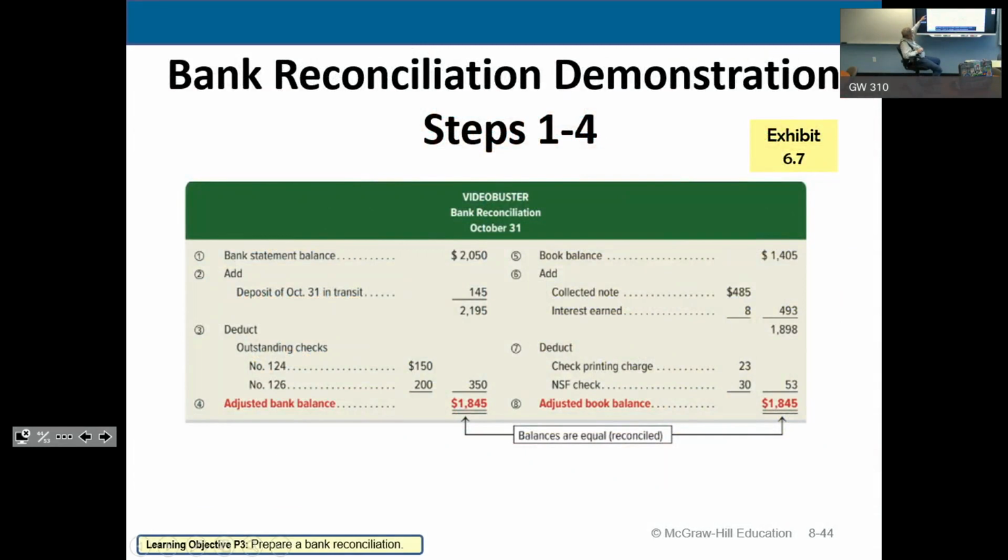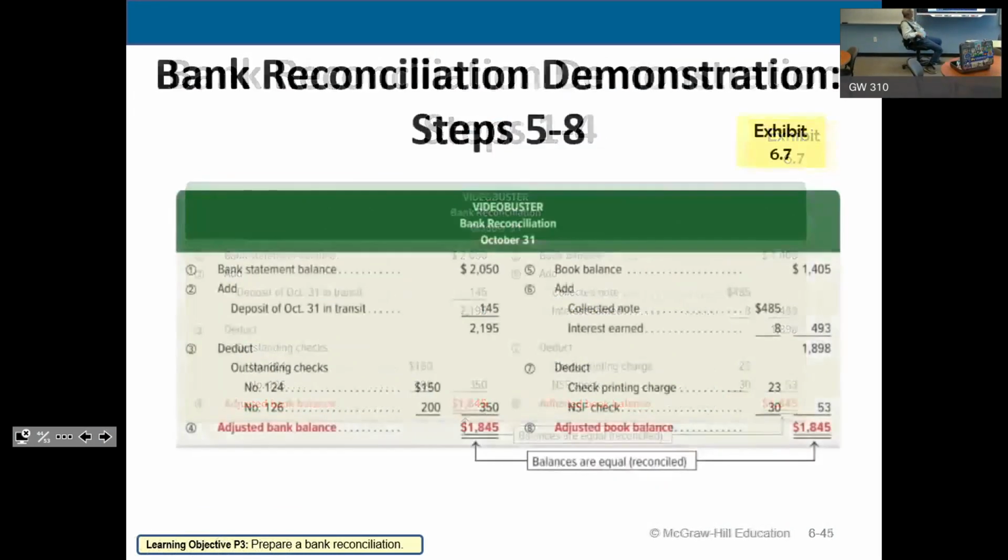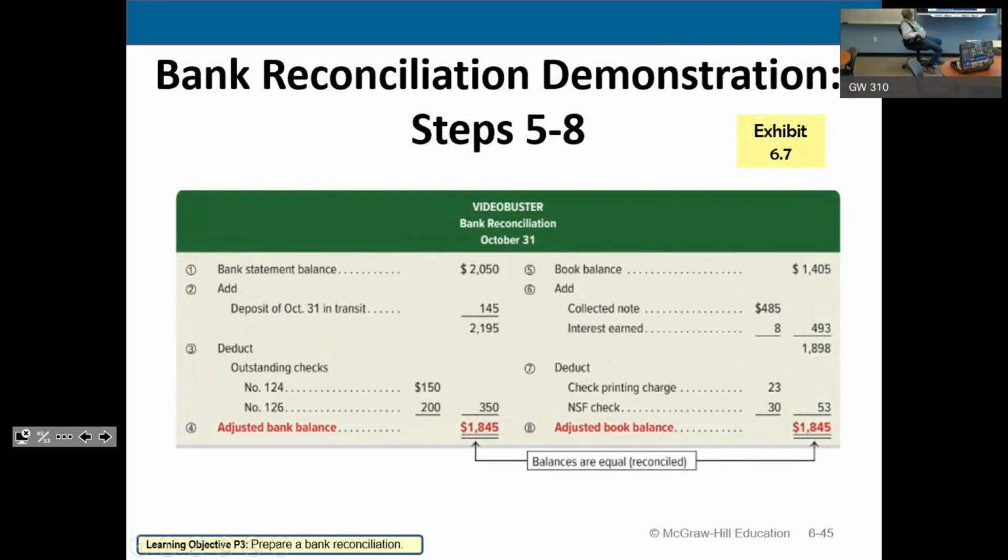We've got the balance. We add a deposit. We deduct these outstanding checks, right? Somebody's walking around with those checks in their pocket, or they just haven't been down to the bank yet. And then in the last 5 through 8, book balance is $1,405. We add a note that we collected, interest earned of $8. Then we have some charges, $23 for printing new checks.